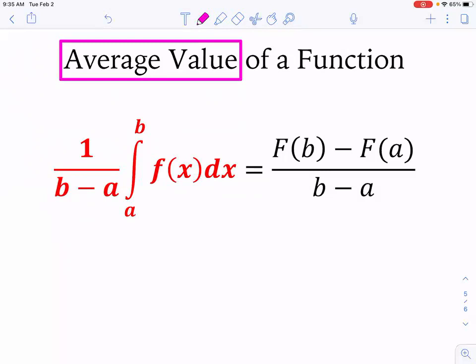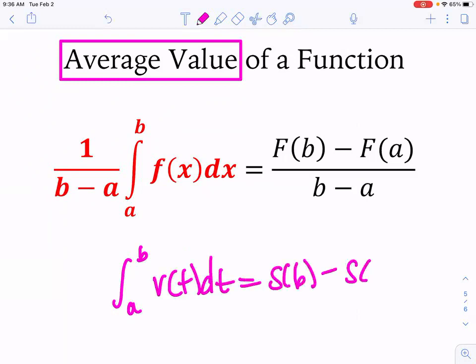So I want us to think about this in terms of my velocity example that I gave yesterday. Okay, why does this mean average value? Well, first of all, it's an average, right? But when we think of yesterday when we were talking about velocity and position, if we take the antiderivative from A to B of velocity, then we get our position at B minus our position at A. So we're talking about a distance here, right?